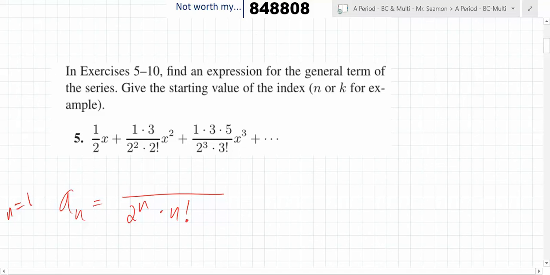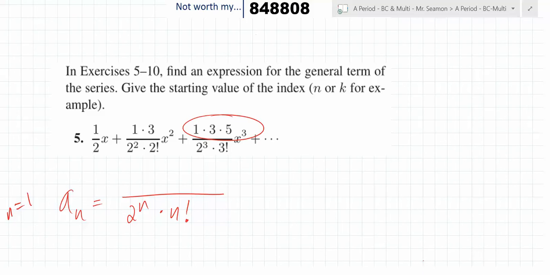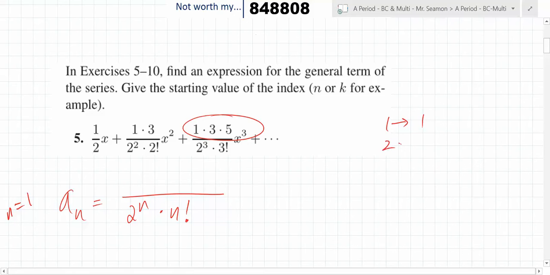Okay, so then you're trying to figure out what happens when you have 1, 3, 5. Yeah, it's a challenge, isn't it? Well, first of all, what do you notice about 1, 3, 5? We have odds. So 1 corresponds to 1. We think 2 is going to correspond to 1 and 3. 3 is going to correspond to 1, 3, and 5.